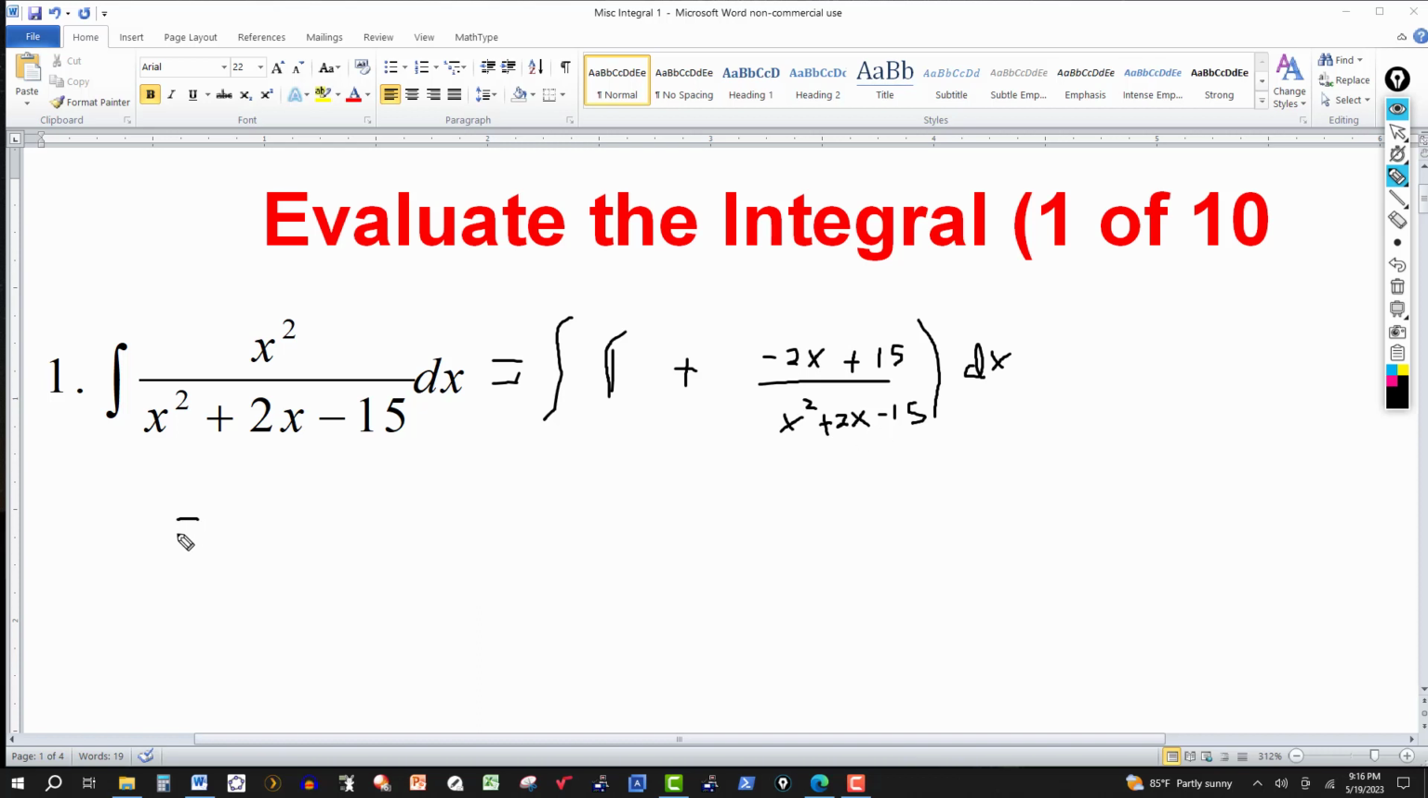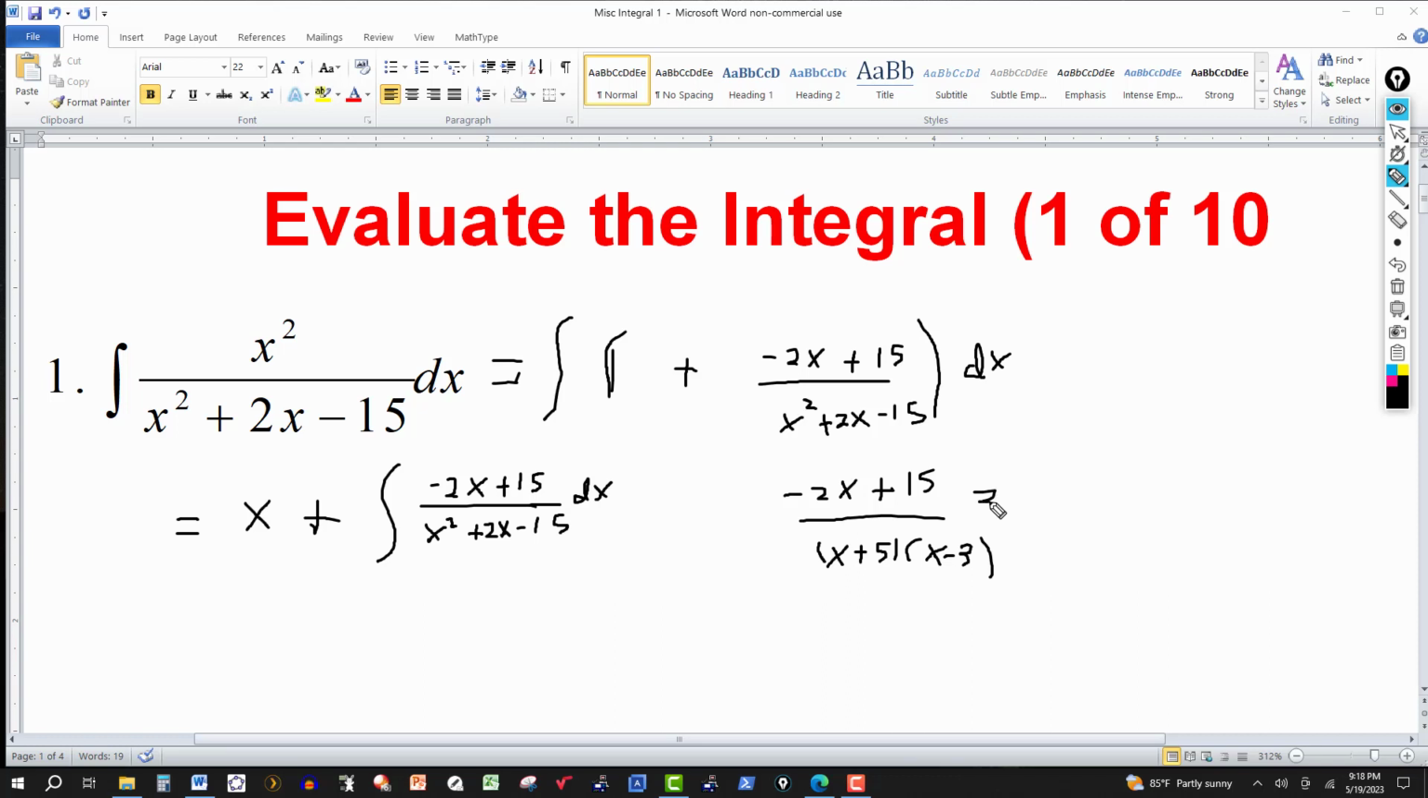So this would equal, then, the antiderivative, or the integral of 1 with respect to x, this would just be an x right here. And we got the integral then of minus 2x plus 15 over x squared plus 2x minus 15. And now here we have the degree of the numerator less than the degree of the denominator. So we can proceed with partial fraction decomposition. So this will be minus 2x plus 15. We'll take this out to the side now. And the denominator here can be factored into x plus 5 and x minus 3.